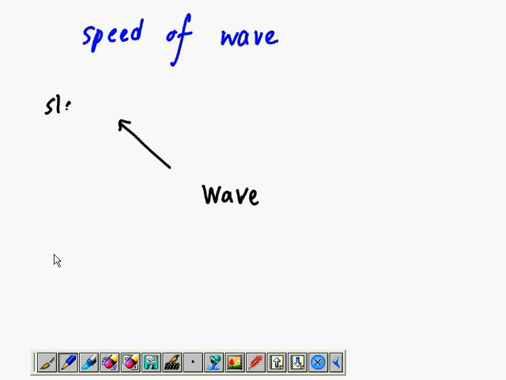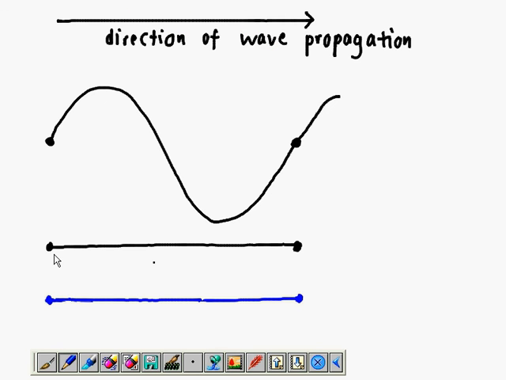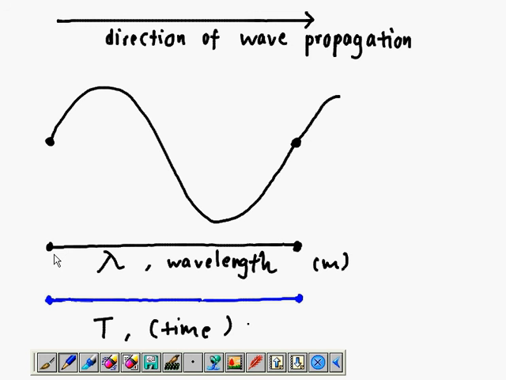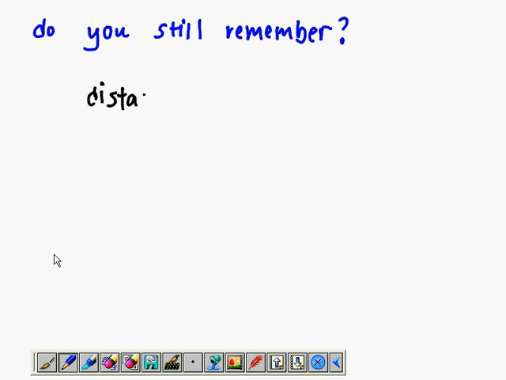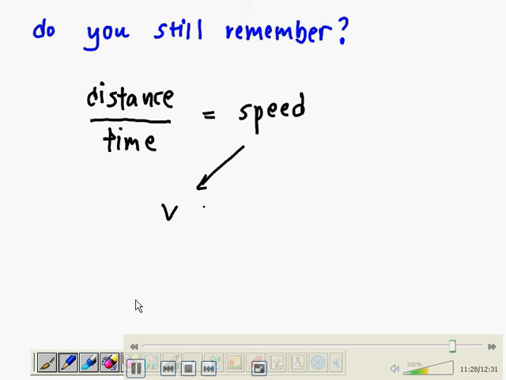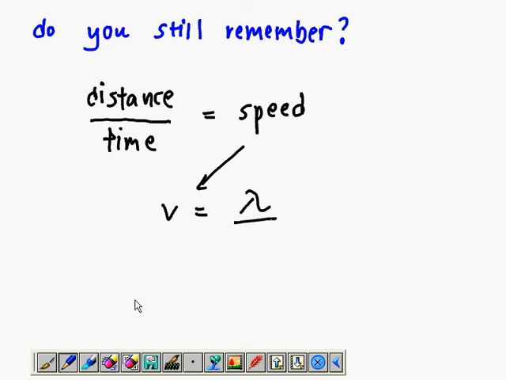Now the speed of a wave can be very fast or slow. Right? So how do we get the formula for the speed of a wave? Now this is the direction of wave propagation, we have lambda, the wavelength, in meters. We also have the period, time, in seconds. So how do we find out the formula? Do you still remember speed is basically distance divided by time? Alright, so that's how you define it. So v equals lambda over T. Both of these represent one cycle. So they are very, very unique.